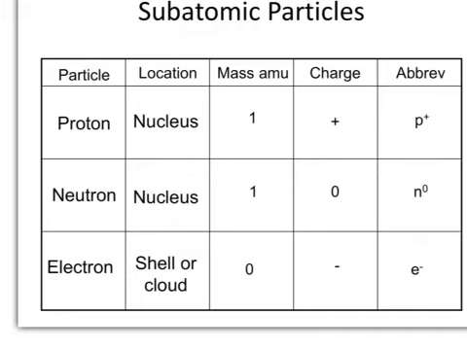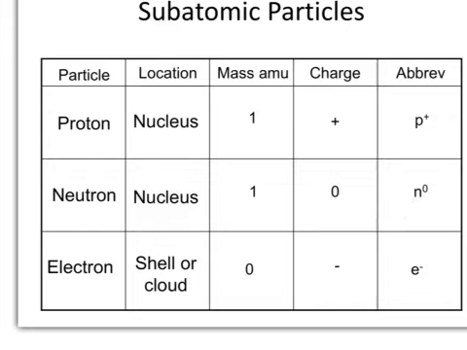Now, the next particle that you need to know about is the neutron. Now, the neutron is a subatomic particle that is also found in the nucleus, and the neutron also has a mass of 1 AMU. Now, where it differs from the proton is that a neutron has no charge. We call it neutral. So that's why I put a little 0 there, because it has no charge, which leads us to our abbreviation for a neutron as being n with a little 0.